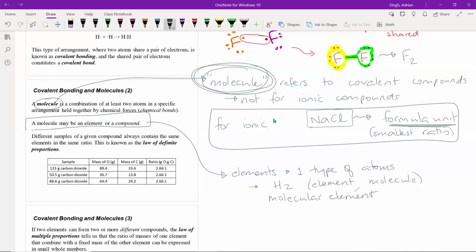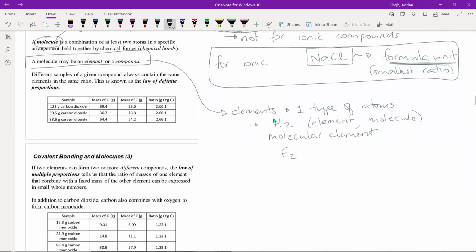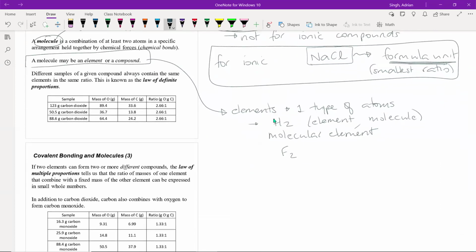because it is a molecule, as we just defined, and it's also an element, meaning that it's made up of one type of atom. The other example we saw up here, the F2, the fluorine, right? That's also a molecular element. We have other examples: oxygen, nitrogen, N2, bromine, chlorine, iodine. All of these are examples of molecular elements.